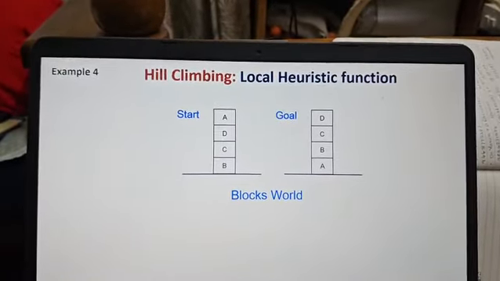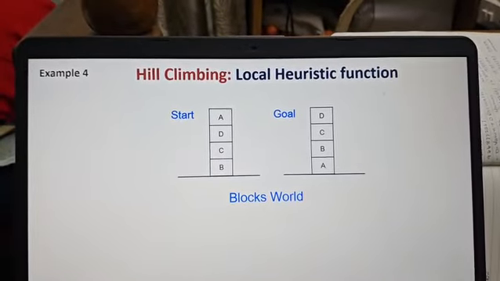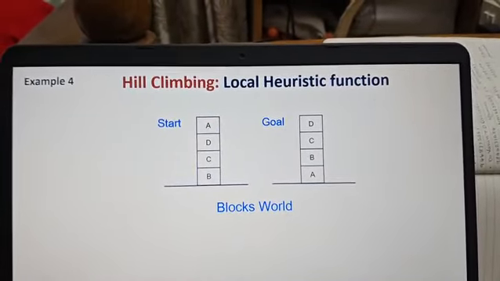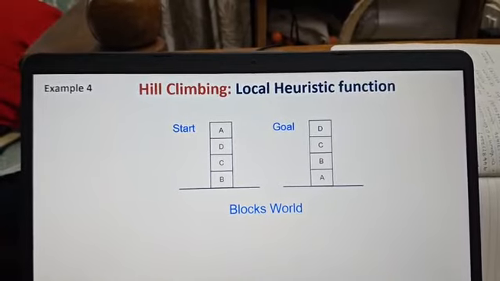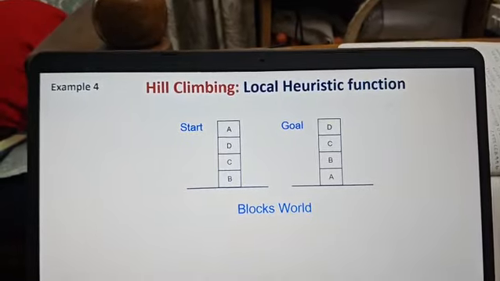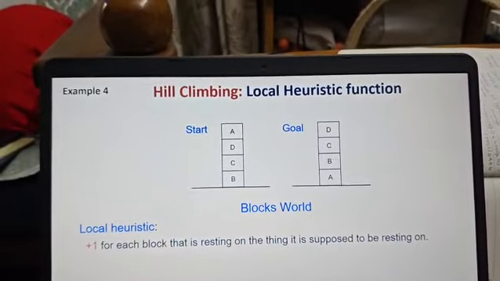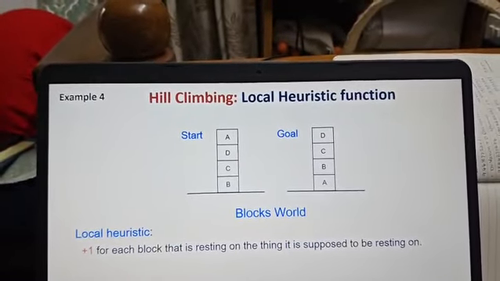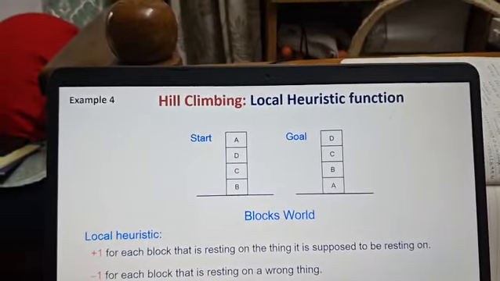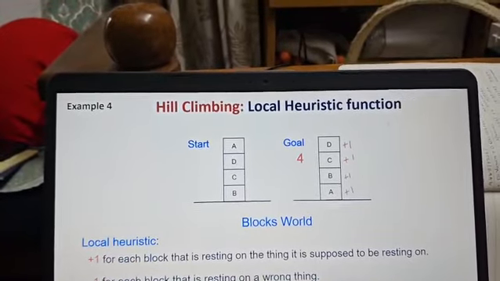So this is another example for hill climbing. Suppose this is the start state and this is the goal state. So the goal state is how to keep these boxes in the proper position. That is, A should appear first, and B should be placed on A, C should be placed on B, and D should be placed on C. Okay, and what is the local heuristic here? +1 you can give for each block which is placed in the right position, -1 if it is placed in the wrong position. So the goal state will always be correct positions. So +1 +1 +1 +1, the total is 4.